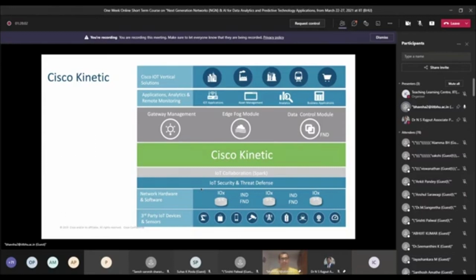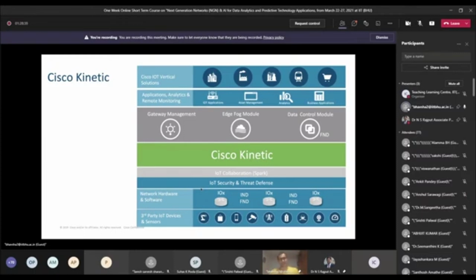That's where Cisco comes with the Kinetic model, where the main mantra is to extract the information, compute it, and deliver it to the authorized user. So: extraction, computation, and delivery of the information. The first thing is extraction. That's why they have divided it into three verticals, and the first one they call gateway management. Now, what is gateway management?